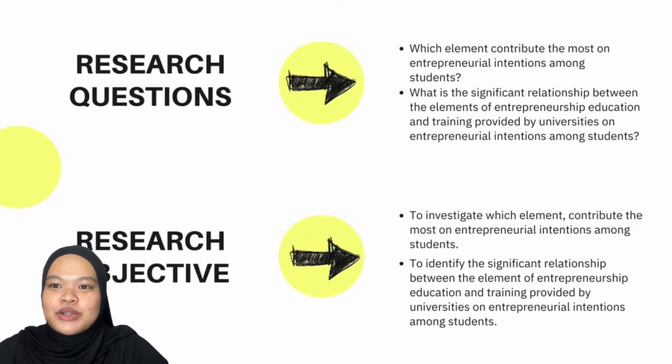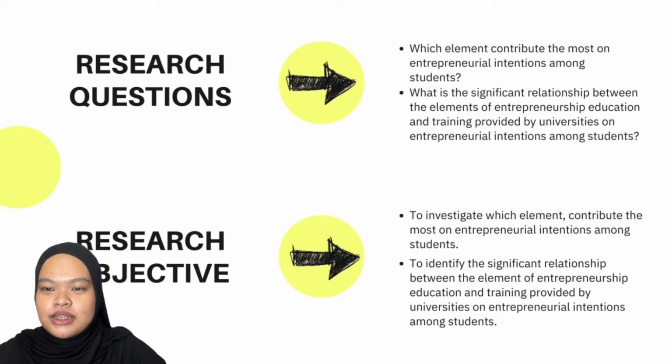Next, we move on to research questions and research objectives. The research questions of this study are which element contributes the most to entrepreneurial intentions among students, and what is the significant relationship between the elements of entrepreneurship education and training provided by universities and entrepreneurial intentions among students. Then, the research objectives are to investigate which element contributes the most to entrepreneurial intentions among students, and to identify the significant relationship between the elements of entrepreneurship education and training provided by universities and entrepreneurial intentions among students.